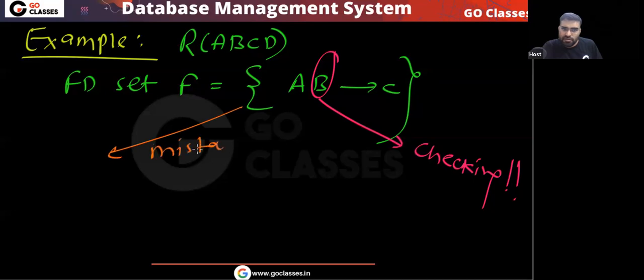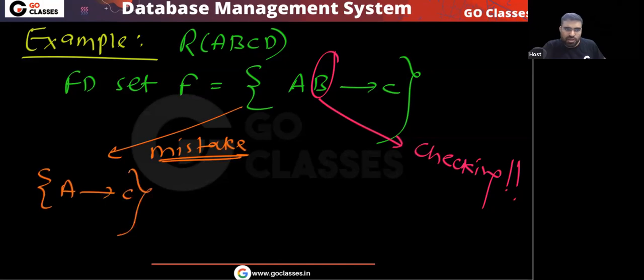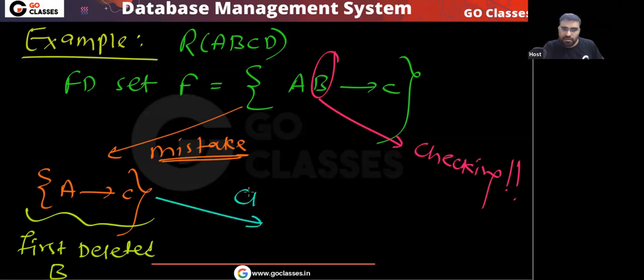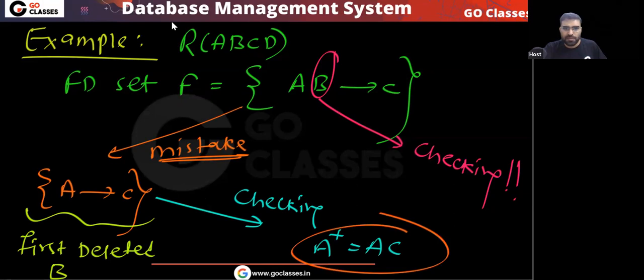What is the mistake? The mistake is that you first deleted this B. Then in this you are checking A plus. Of course, A plus will be AC. Yes or no? Is this clear? Of course, A plus will be AC.